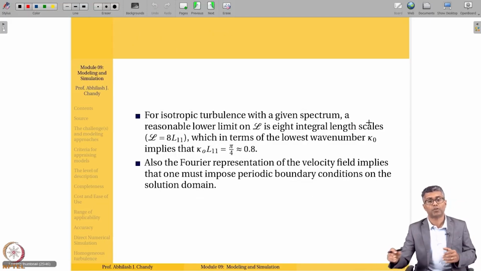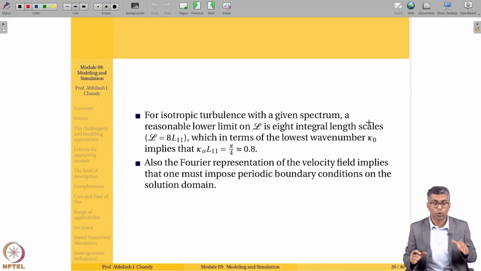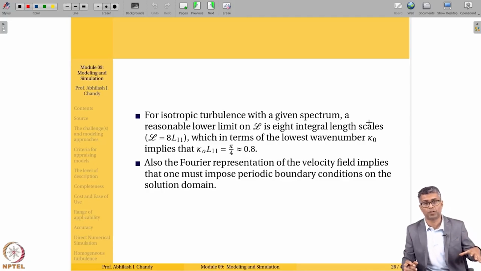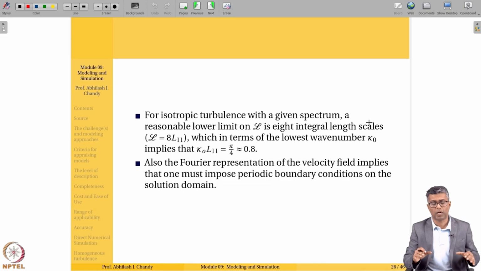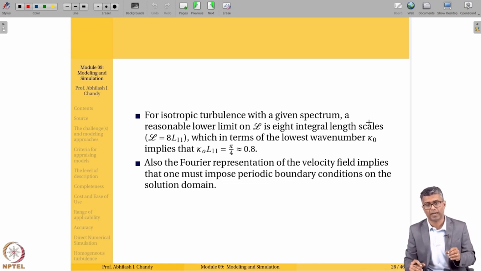All right. So now when we talk about delta x, where do we get these limits from, right? We know qualitatively it has to be large enough, okay? So the box size should be large enough to contain the integral length scale, and the grid size should be small enough to capture the Kolmogorov scale. But let's be more specific. So for isotropic turbulence, a reasonable lower limit for L is that it is 8 integral length scales. And why do we say that?